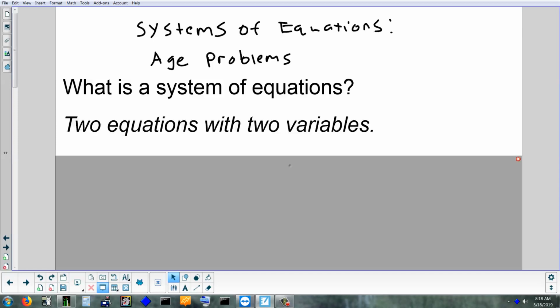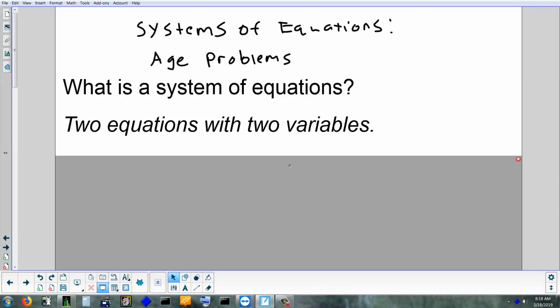Now, when you get to like algebra 2, it doesn't always have to be 2 equations. Sometimes it could be 3 equations. You know, it could be 4 equations. Generally, they don't have you do more than that by hand. But in this class, we always do 2.